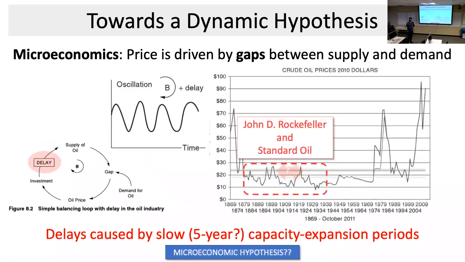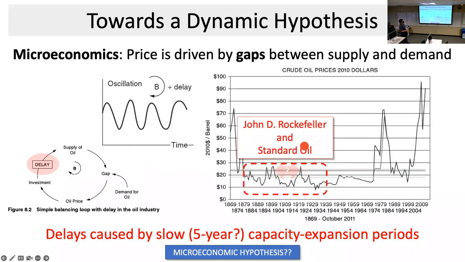If I look at some of the oscillations in my historical graph, that looks like it could match these 5-year oscillations here. So maybe this simple feedback loop helps to explain this part of the historical data, that this was just Rockefeller trying to control price by bringing supply in and maybe taking it out. And it just takes a while to adjust all that capacity. That's why you get these 5-year oscillations.